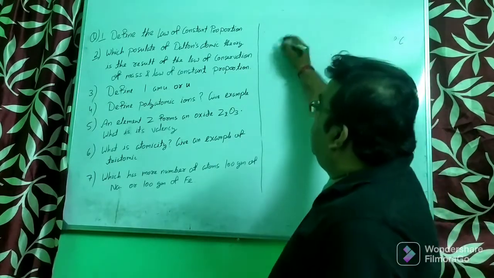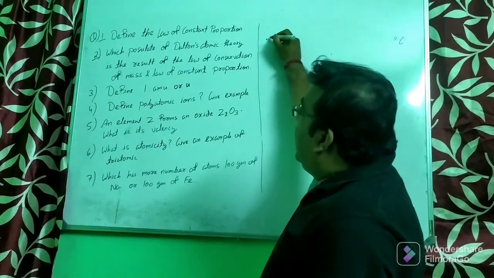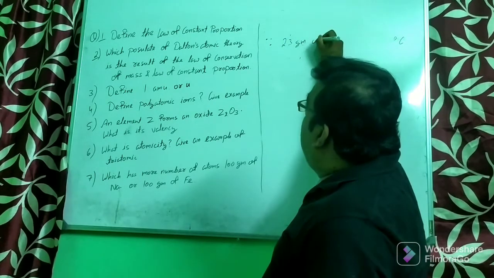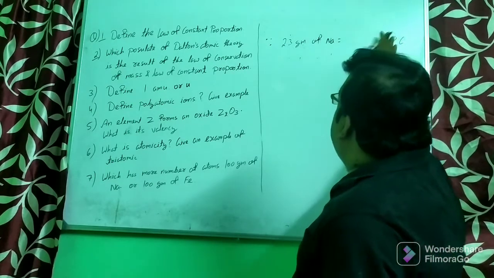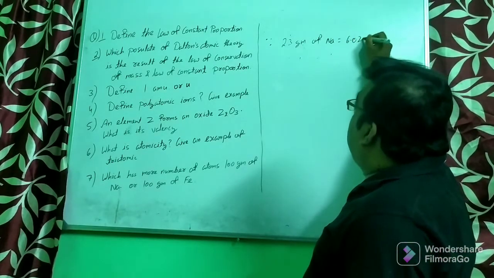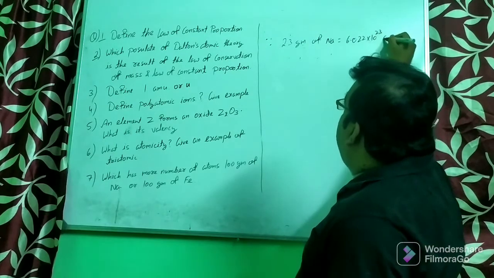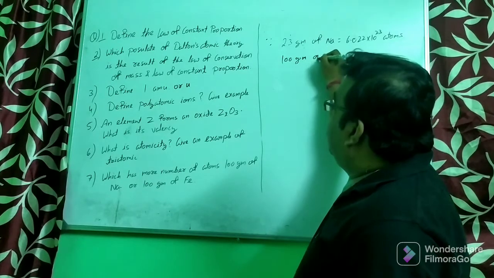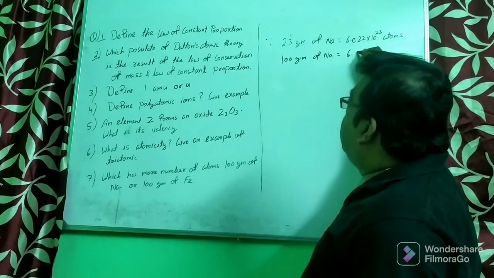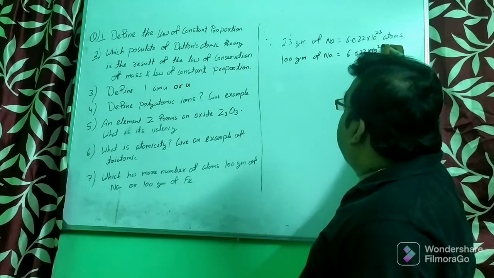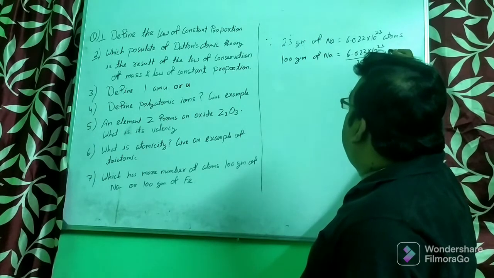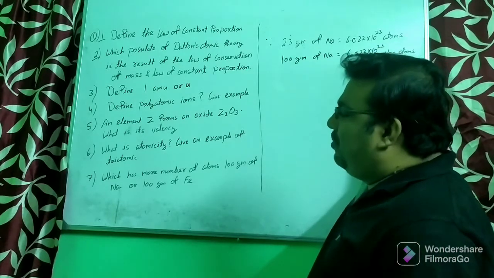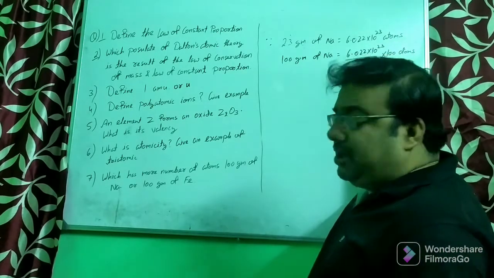Now, how many atoms are there in 100 gram of sodium? Since we know that the atomic mass of sodium is 23, that means 23 gram of sodium is equal to 6.022 into 10 to the power 23 atoms. So therefore in 100 gram of sodium, that is equal to 6.022 into 10 to the power 23 by 23 into 100 atoms. We need not calculate here because we do not require a value. We have to simply compare here.